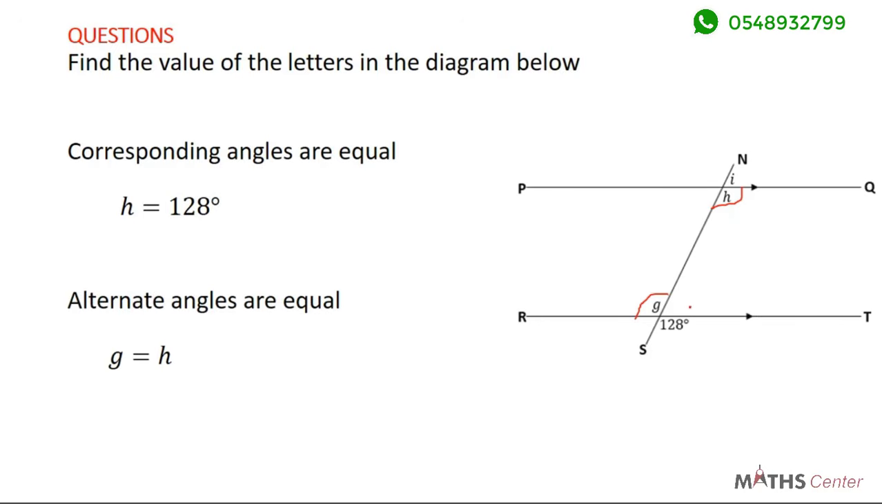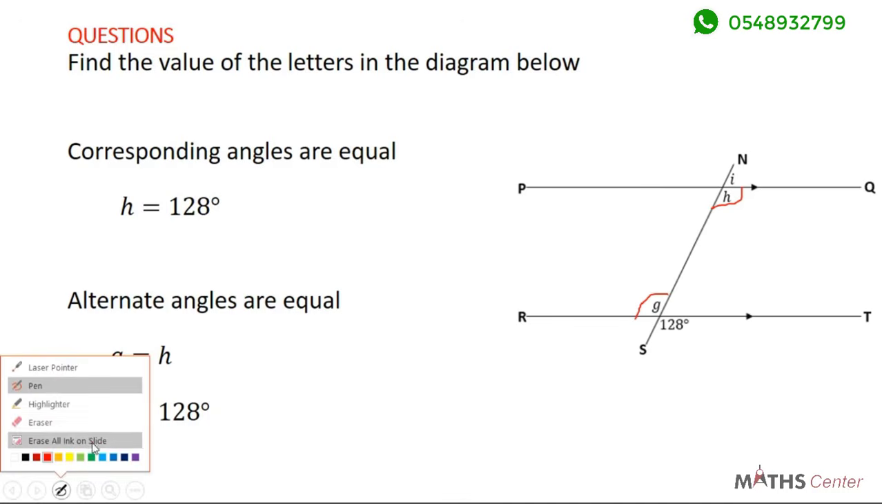Alternate angles are equal. So H is equal to G. We've already found H to be 128 degrees, so G is also 128 degrees. Now let's look at another simple way of doing this.